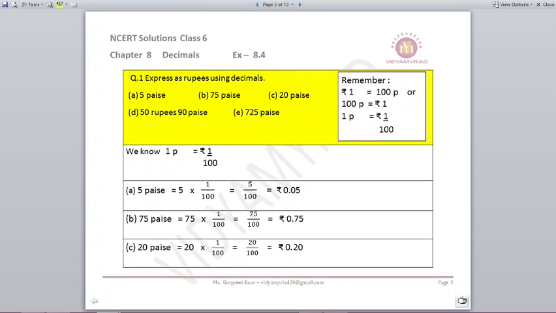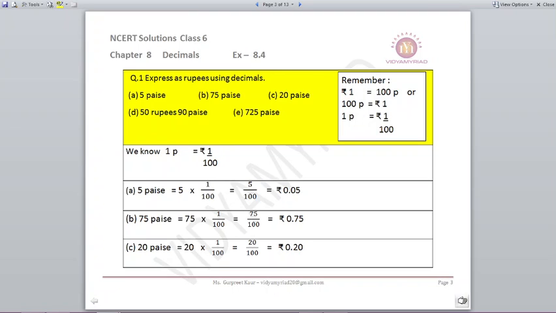How many zeros are there? 2 zeros. What will I do? I will move 2 steps on my left hand side to put the decimal. But I have only one place, 5. There is no 2 places. For the missing place, I will put zeros. So, after the decimal, there should be 2 places or 2 digits to represent 100. So, my answer is rupees 0.05.